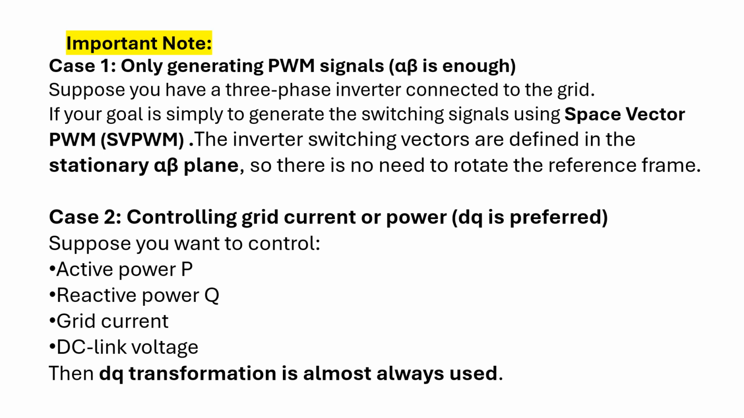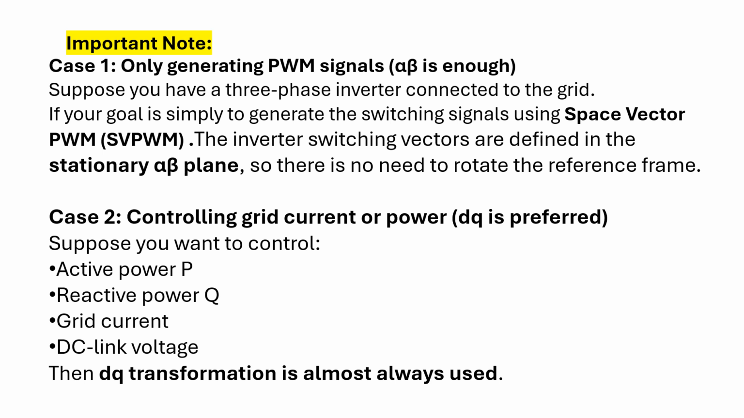Suppose you have a 3-phase inverter connected to grid. If your goal is simply to generate switching signals using space vector SVPWM, the inverter switching vectors are defined in the stationary alpha beta plane, so that there is no need to rotate the reference frame.